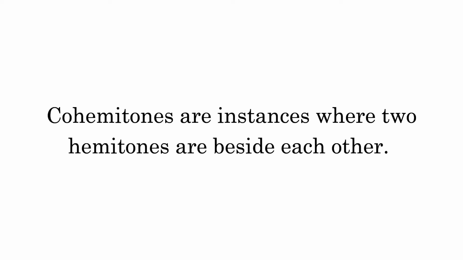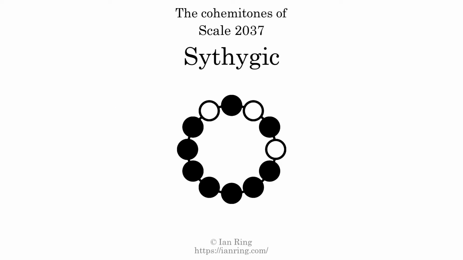Cohemitones are instances where 2 hemitones are beside each other. This scale has 5 cohemitones. They are at positions here, here, here, here, and here.